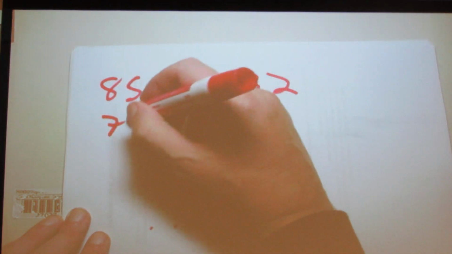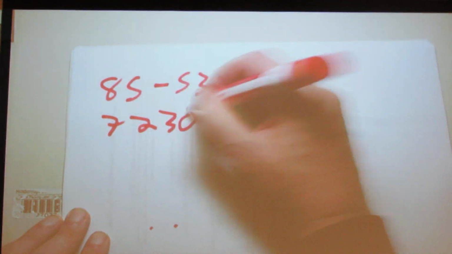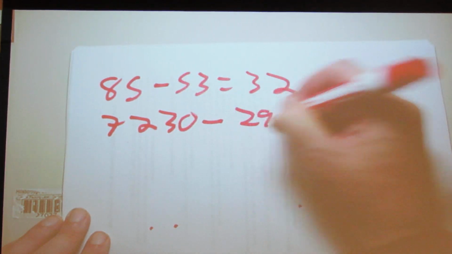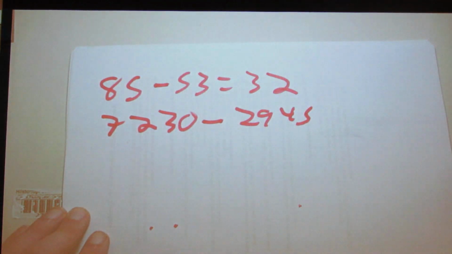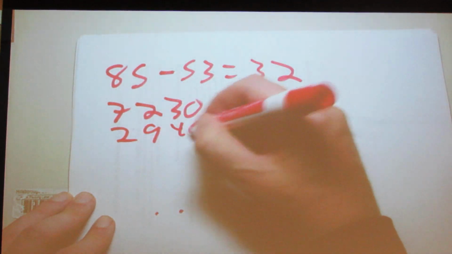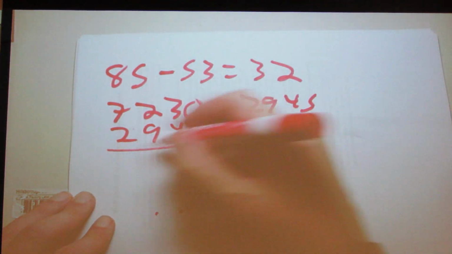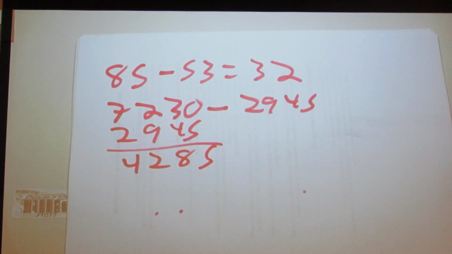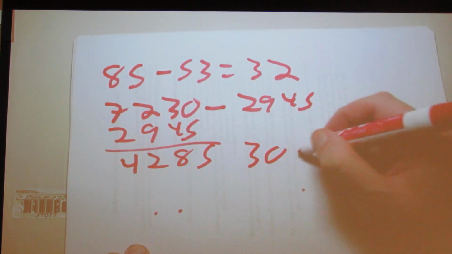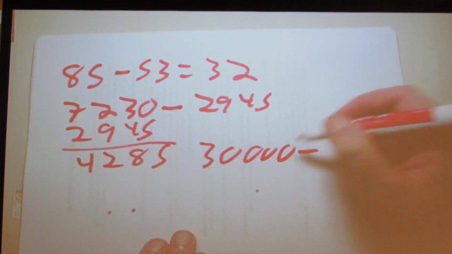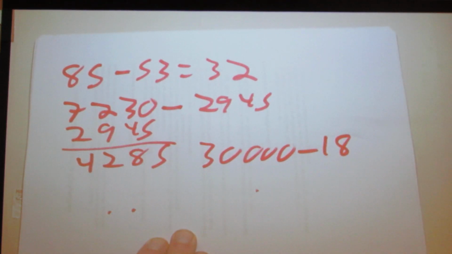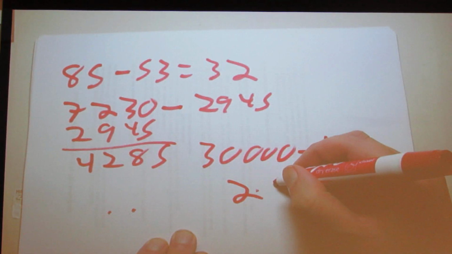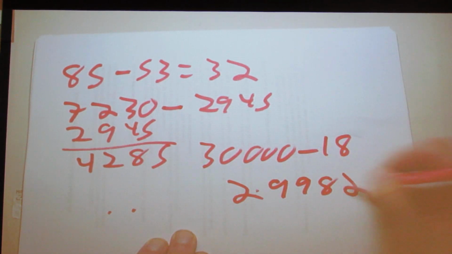Next, you'll have something like 7230 minus 2945. Again, the easiest way to do this is to do it vertically. So 2945. When you subtract this, you're going to get 4,285. Then you'll have something like 30,000 minus 18. When you subtract that, you're going to get 29,982.